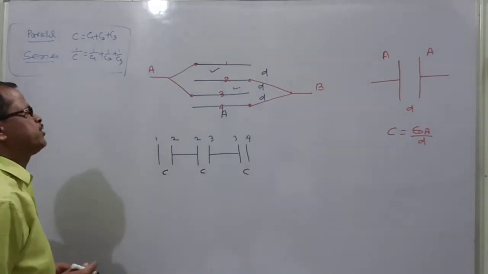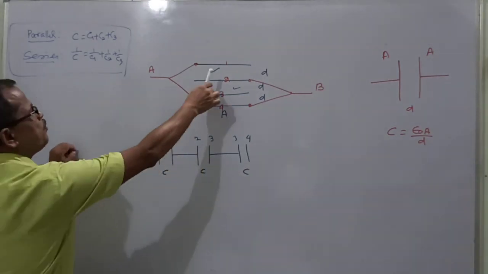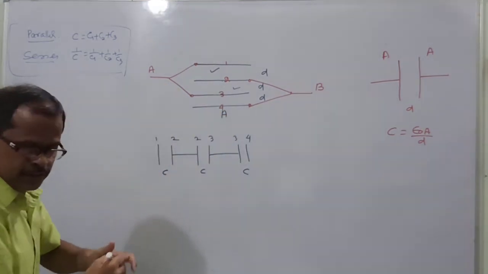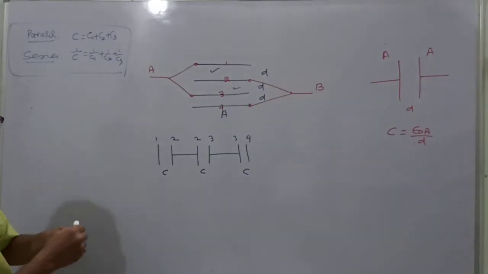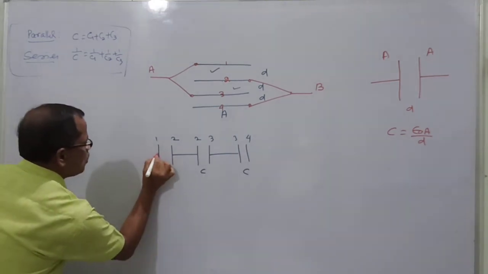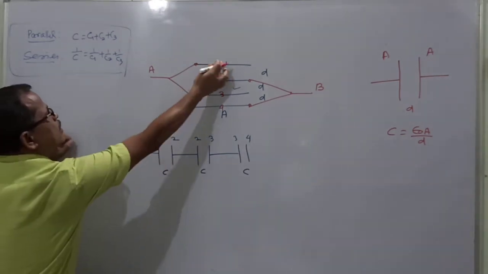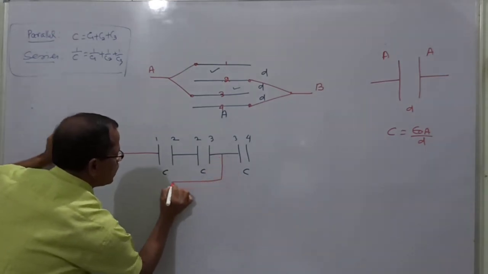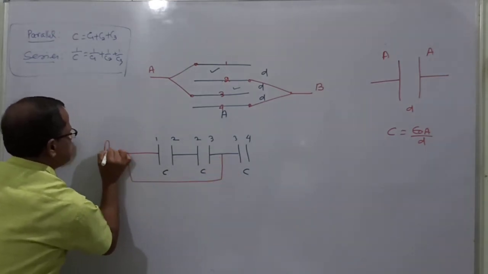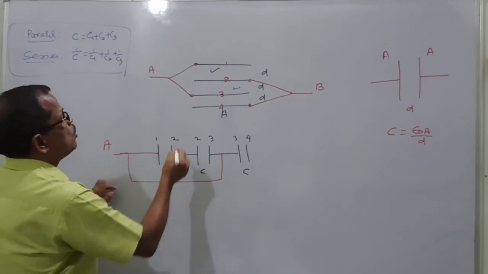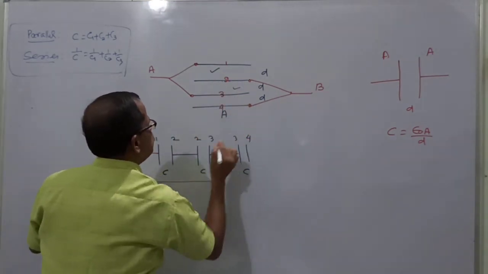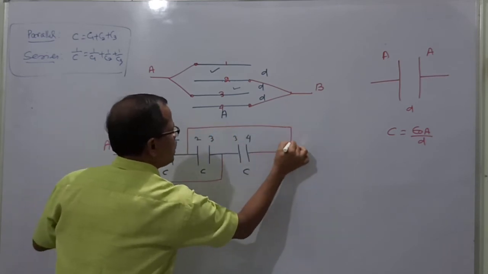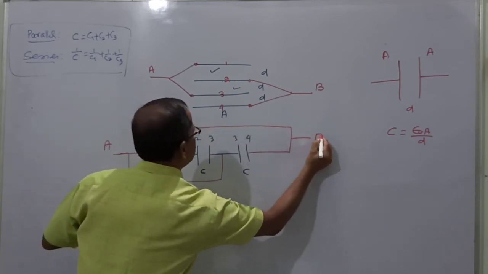Now come to the connection. What is the connection? Plate 1 and plate 3 are connected to A. Now let us connect. I am just taking another color pen so that you will not be confused. Now 1 to A, then 3 also, they are connected to A. Then 2 and 4 are connected to B. This is the 4, this is the 2. They are connected to the other terminal B.